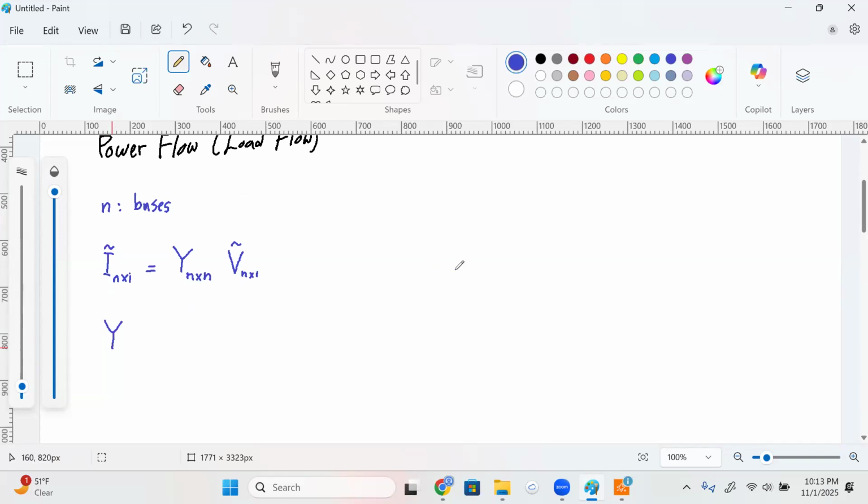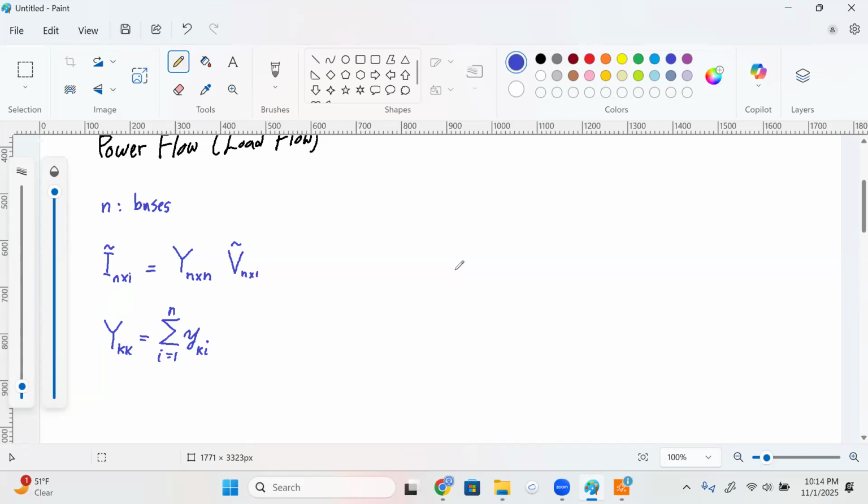Now, the admittance matrix, or the elements of the admittance matrix rather, they're defined as follows. The diagonal elements, let's look at them as YKK. This is going to be the sum of all the admittances that are connected to bus K.